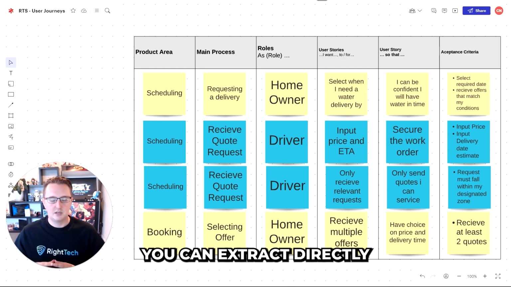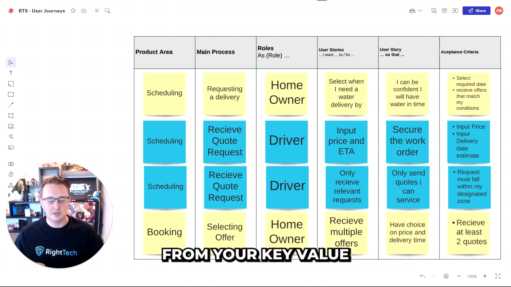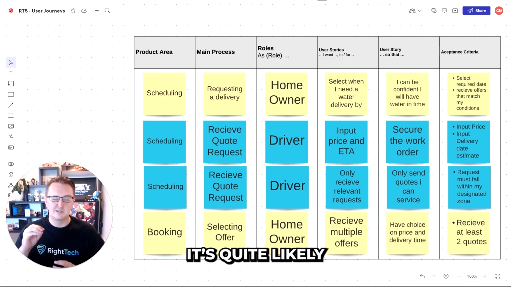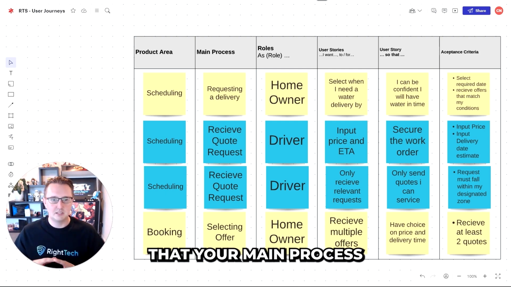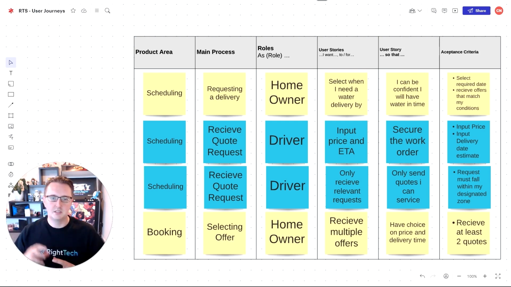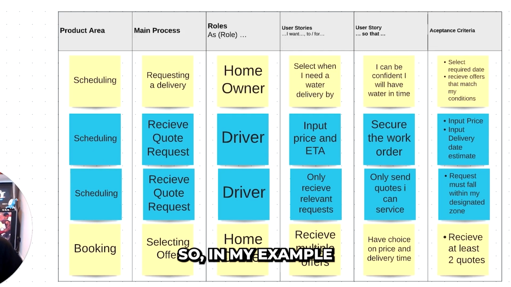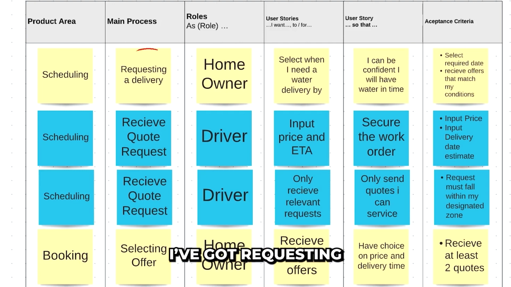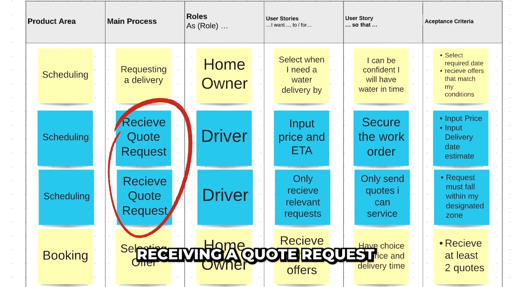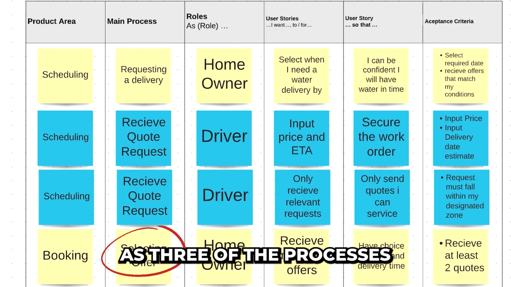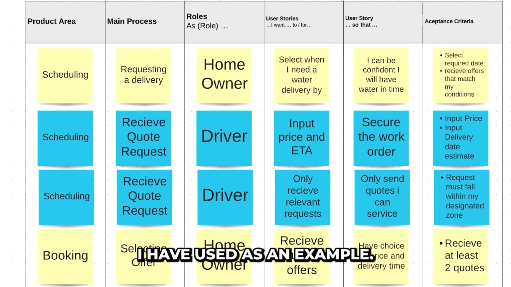The main process you can extract directly from your key value creation diagram. It's quite likely that your main process is going to be one of the steps in the key value diagram. So in my example, you can see here I've got requesting a delivery, receiving a quote request, and selecting an offer as three of the processes I have used as an example.